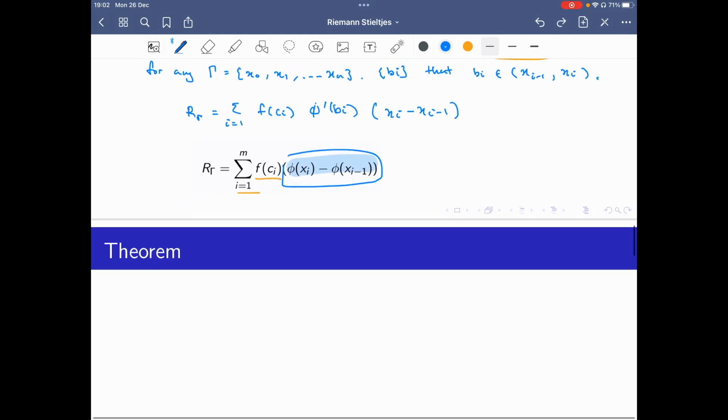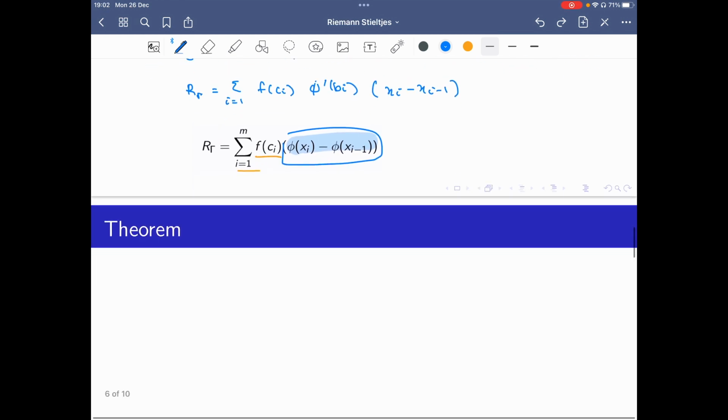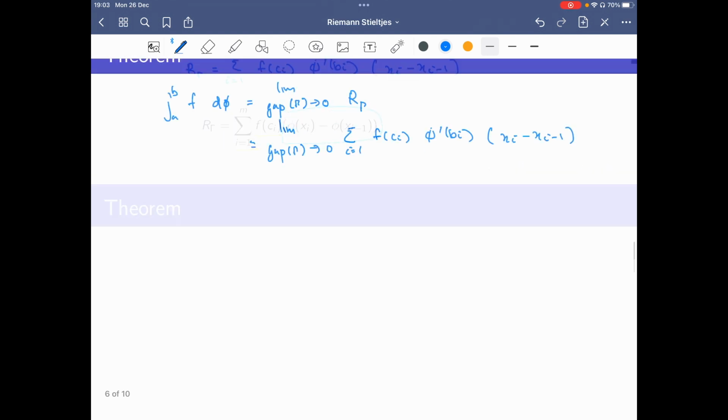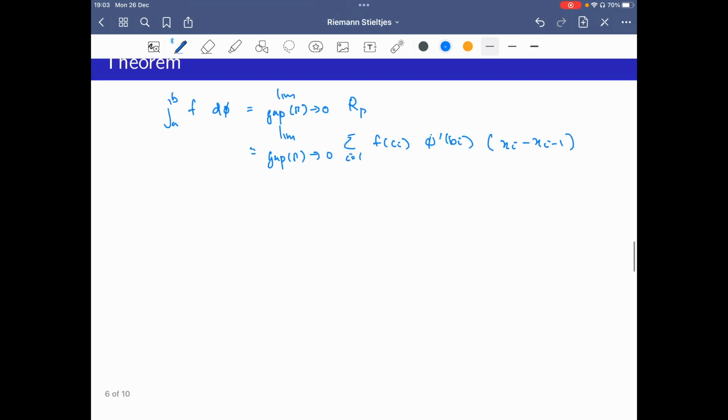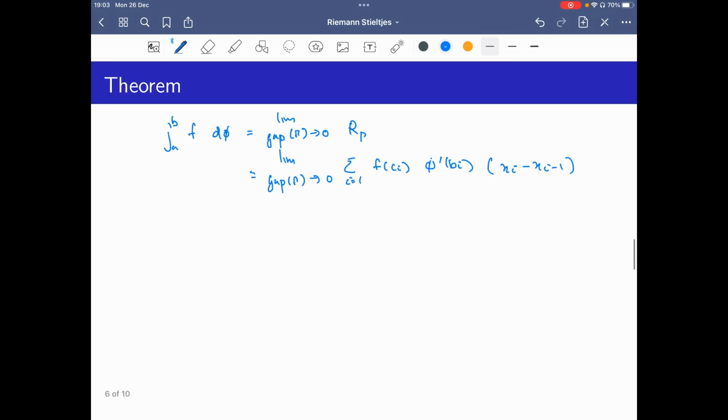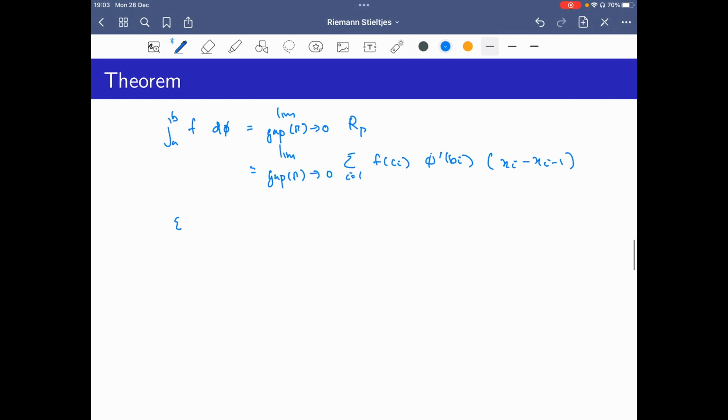As we take the Riemann Stieltjes integral, that means we take the limit as the gap goes to 0. So now we have to be concerned about ci and bi, because going back to our definition of the Riemann Stieltjes integral, we only have ci. So now we have to prove that ci and bi are very close to each other as the limit goes to 0.